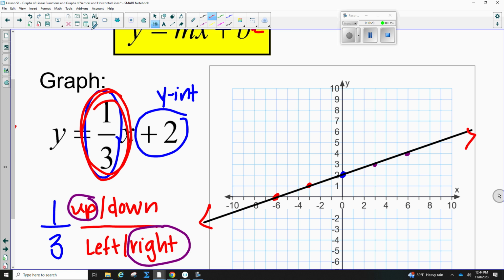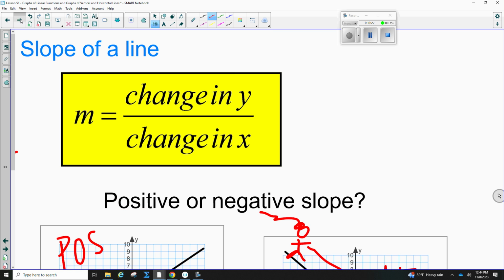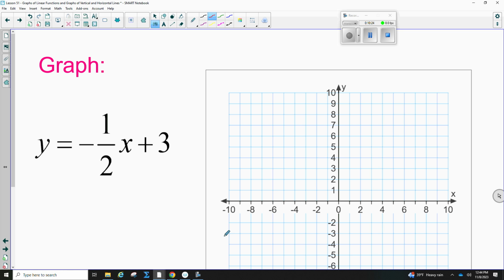All right, let's try another one. Write down this equation next to graph, what are you guys on, 5? We'll graph 5. So write y equals negative 1/2 x plus 3.